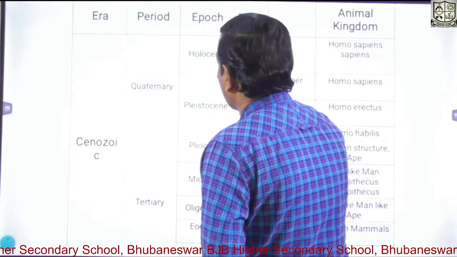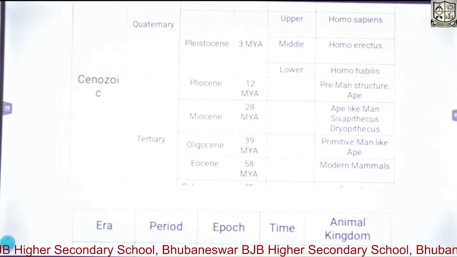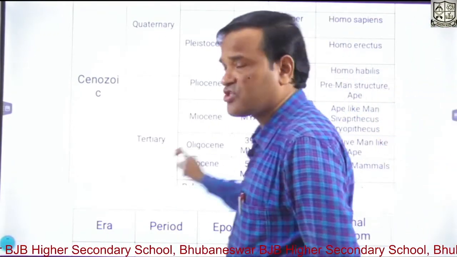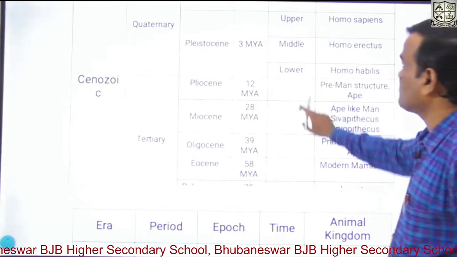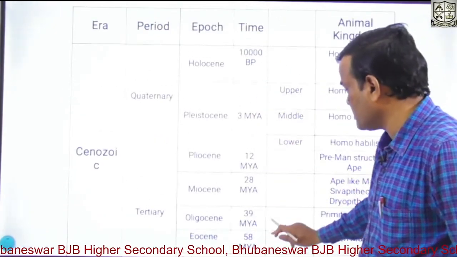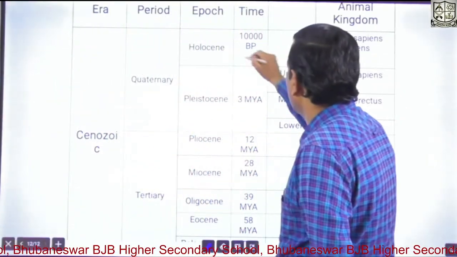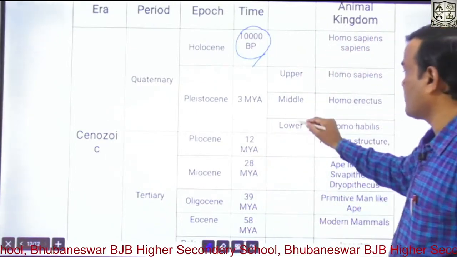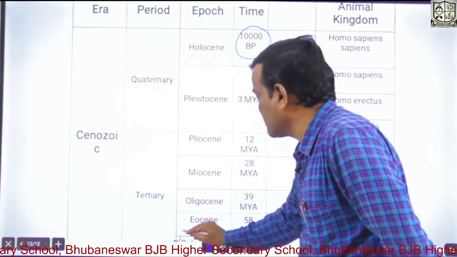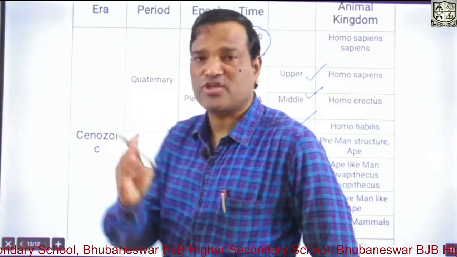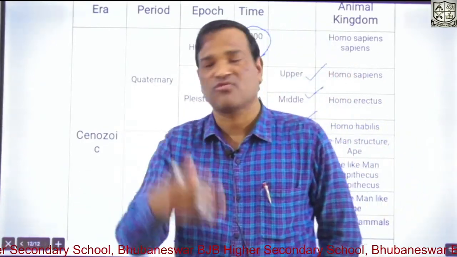Then, as I have already discussed, the Cenozoic period is divided into the Tertiary and Quaternary. That is the Paleocene, Eocene, Oligocene, Miocene, Pliocene, and Pleistocene, about 3 million years. The Holocene era is 10,000 BP, meaning before present. Then the Pleistocene is divided into lower, middle, and upper Pleistocene. The Paleocene, Eocene, Oligocene, Miocene, and Pliocene belong to the Tertiary period. The Quaternary period comprises the Pleistocene and Holocene.